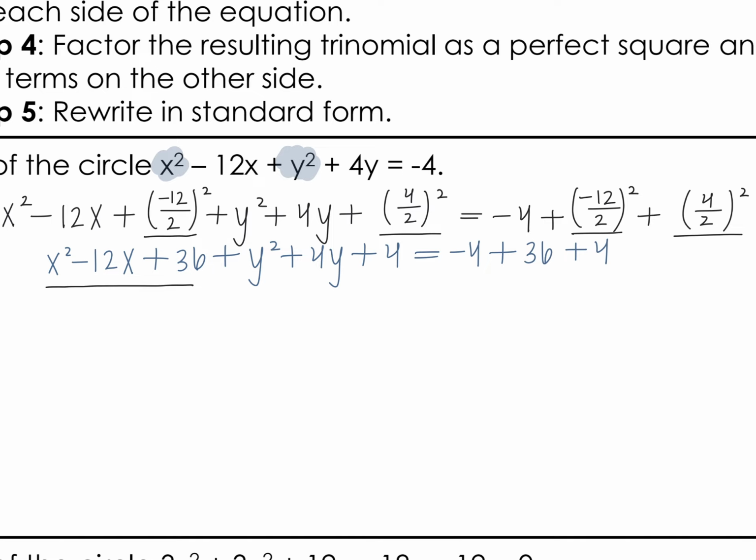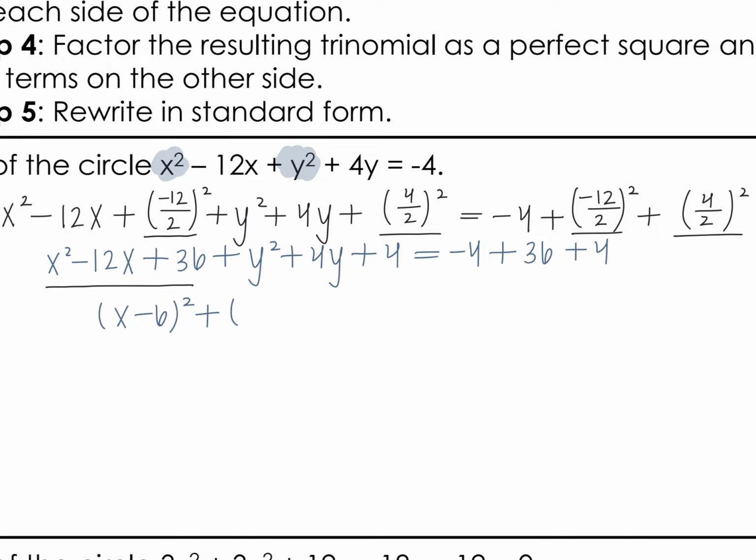Okay, so here, if you remember, I said that when I factored it, I was going to be getting that negative 6. I'm only taking half of whatever is in front of my x or my y when I factor. So here, when I am factoring, I would just get x minus 6 squared, like I said, just taking half of that coefficient for your x.